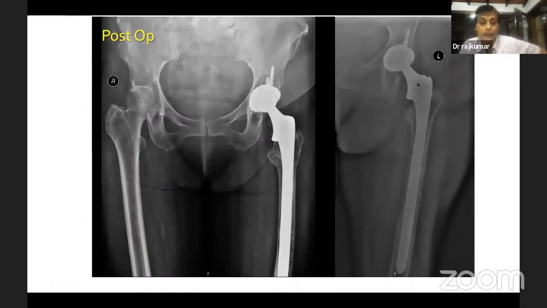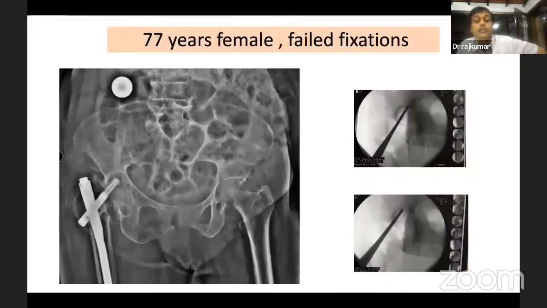So here, after removal, luckily I was able to remove all the screws, broken screws. And these are all little older X-rays where I used to use this cobalt chrome, but now I don't use these cobalt chrome stems anymore. So this is a distal loading stem again. And the patient was osteoporotic, but because of the screw holes, a long distal loading stem was used.